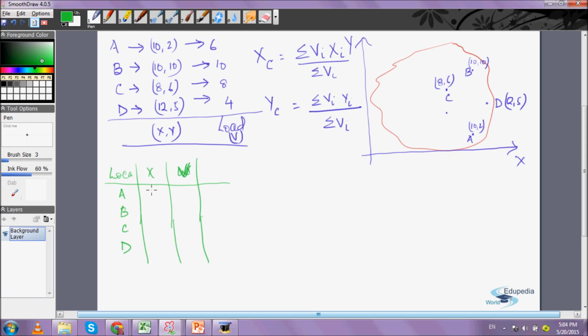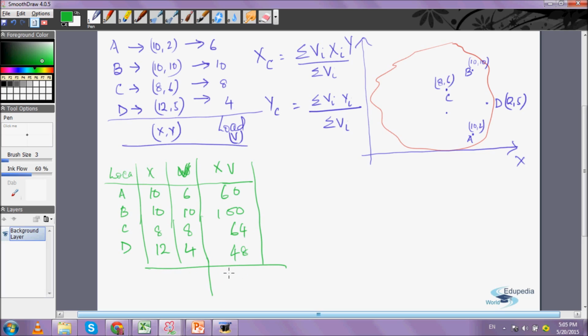We need to write the values of x here. It is 10, 10, 8 and 12, and the weights are 6, 10, 8 and 4. We will first find the product of x and the weight. So 10 into 6 is 60, 10 into 10 is 100, 8 into 8 is 64, and 12 into 4 is 48. Fine. Then I need to find the sum of this.